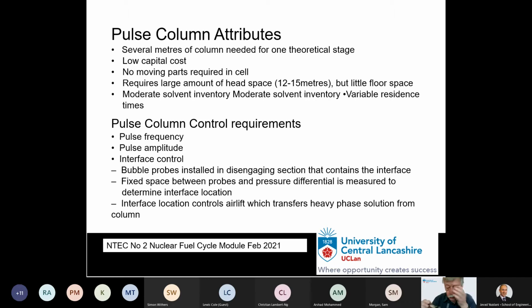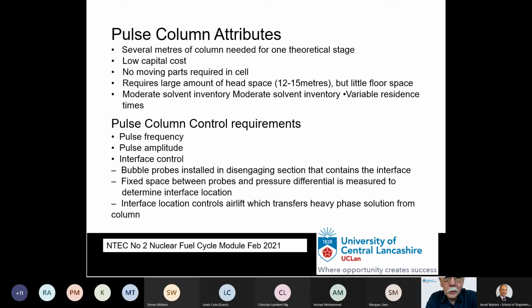The pulse columns at Sellafield, for example, were no more than 25 centimeters in diameter. And again, we'll talk about that in reprocessing, because safe by shape is something that we use as a controlling factor when handling materials that are capable of creating challenges for the industry. Moderate solvent inventory, less so than in a mixer settler, definitely. Because bear in mind, in a mixer settler, there's a lot of solvent held up in the settler stage, and again, it was one of the reasons why we chose pulse columns for reprocessing for Thorpe.